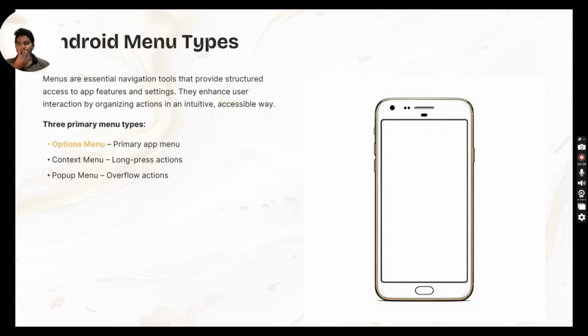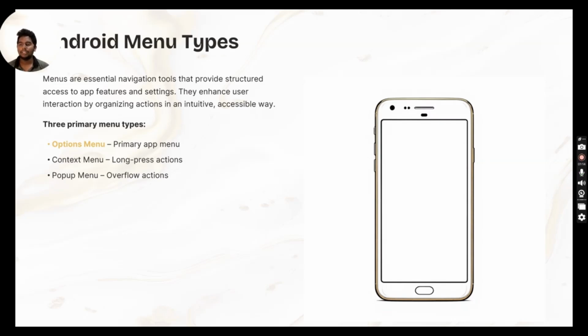So, in the first slide, what are Android menu types? Menus are essential navigation tools that provide structured access to app features and settings. They enhance user interaction by organizing actions in an intuitive and accessible way. That means menus help users to navigate and interact with app features easily. That means menu is a three dotted icon which appears on the top of the screen, which provides options in the app that we can use.